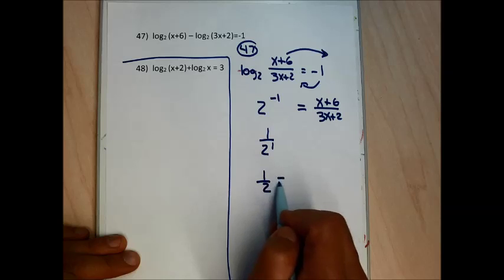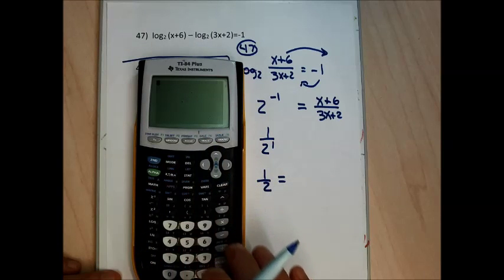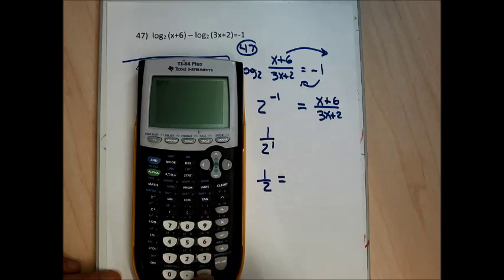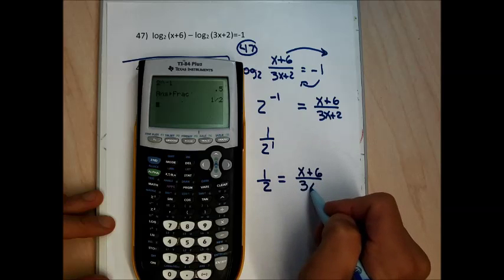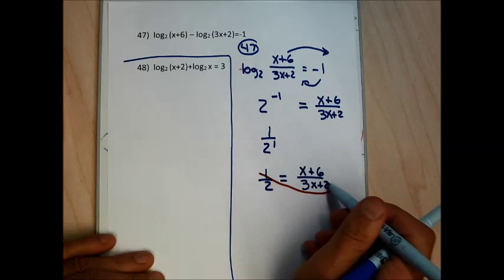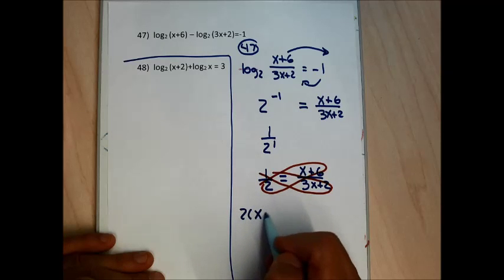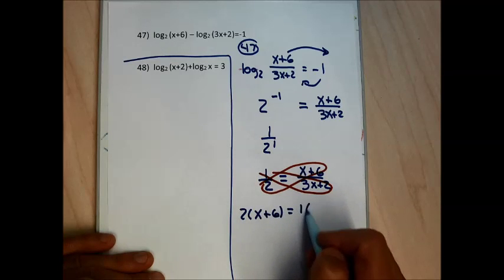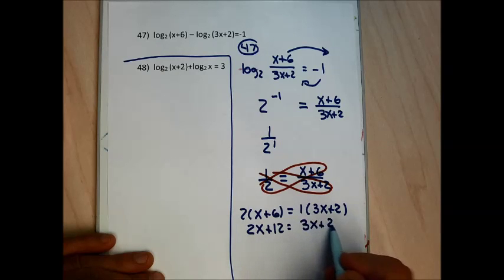So I can rewrite the left-hand side first with a fraction with an exponent of 1, and then with just a lovely fraction. So if I did 2 to the negative 1 on my calculator and did math enter, enter, I'd get that as equal to 1/2. So now I have the problem written so it has a fraction equal to a fraction. I'm going to cross multiply. When I cross multiply, it doesn't matter which way I go. I'm going to do 2 times x plus 6 on one of the sides and 1 times 3x plus 2 on the other side. This is going to give me 2x plus 12 equals 3x plus 2.